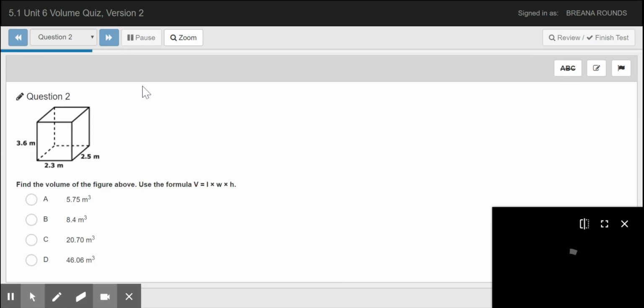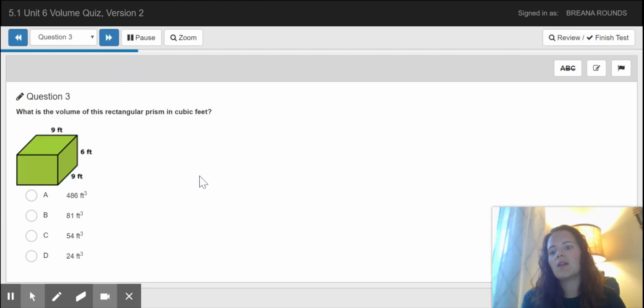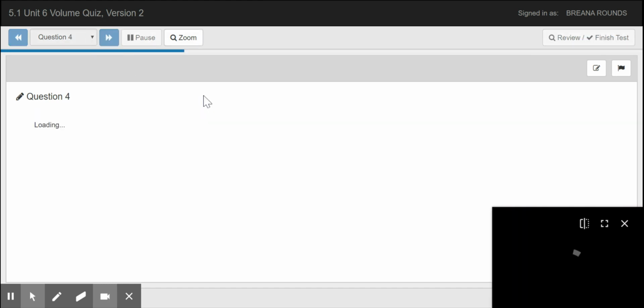Next question. This one is basic, find the basic volume. It even gives you the formula here, so we're making sure not only can you solve the volume, but you can also multiply decimals, okay? Next. For this one, find the basic volume, pretty straightforward.